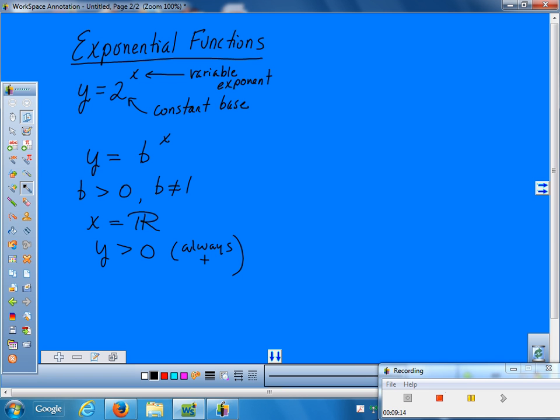Well, what if you stick a negative in there? That's the point. B is the constant base. Those rules are going to apply because on Friday, when we do logarithms and we do the inverse and switch the x and y's, these just switch. So basically, y can't be 1 either. B can't be 1. Well, y could be 1 because something to the 0 power is always 1.